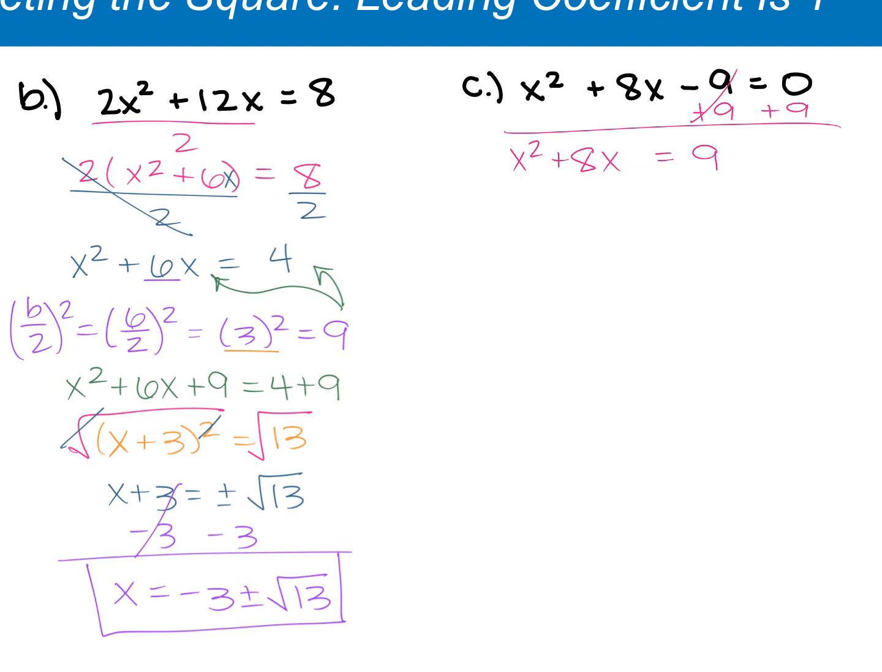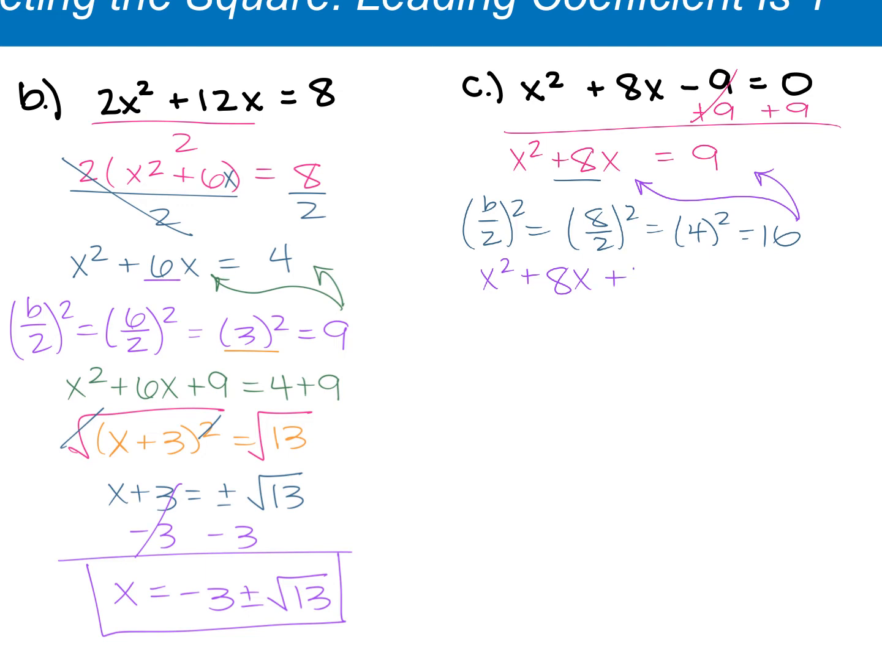To find our new C term and what we add to both sides, we're going to take that 8 divided by 2 and square it. So it's going to be 8 over 2, which is 4, squared is 16. We're going to add the 16 to both sides of that equation. So that's going to give us x squared plus 8x plus 16 is equal to 9 plus 16.